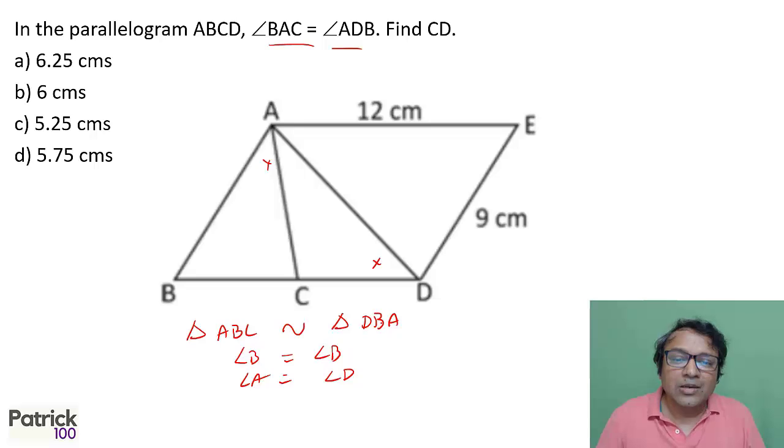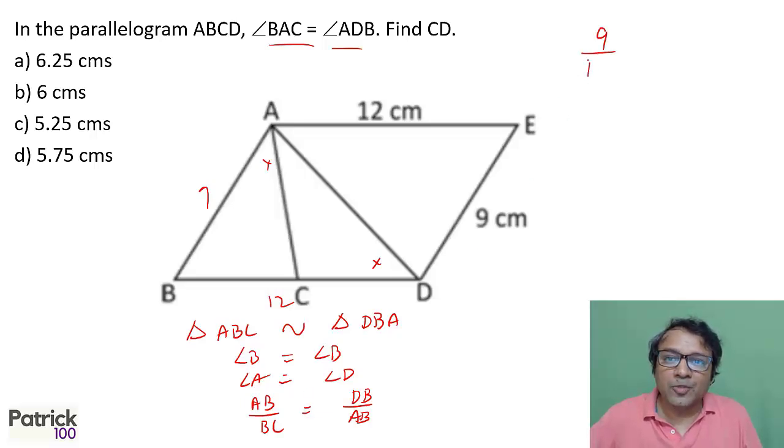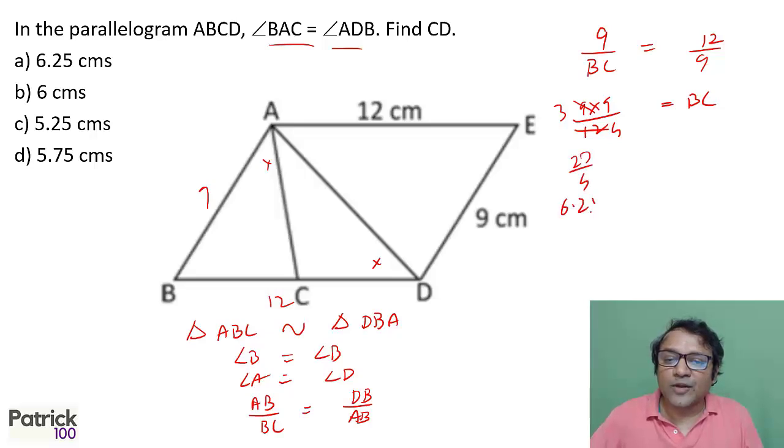If they are similar, so look at the ratios. So if you look at this triangle, I know DB and AB, which is 12 and 9. So DB will be equal to corresponding to AB out here upon BC. So equate it. So I know AB is 9 upon BC is equal to DB is 12 upon 9. So you get BC equal to 9 into 9 upon 12, which is 27 upon 4 or 6.25.